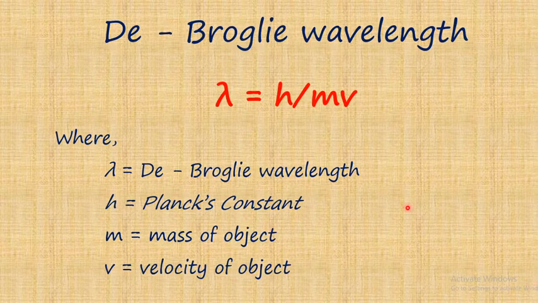Next we have de Broglie wavelength. Lambda equal to h divided by mv, where lambda equal to de Broglie wavelength, h equal to Planck's constant, m equal to mass of the object, and v equal to velocity of the object. Let's move to the next.